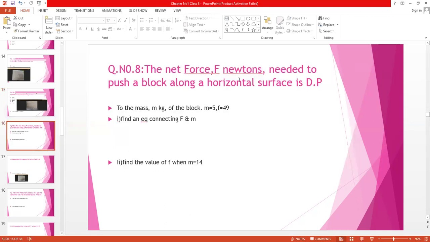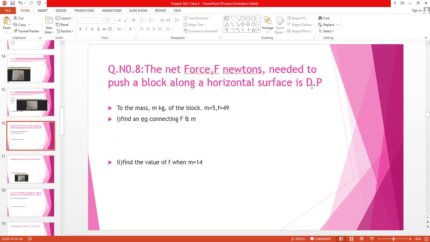Now comes question number 8. They are saying the net force F Newton needed to push a block along a horizontal surface is directly proportional to the mass in kilogram of the block. And the values are given and you have to connect the equation. First thing which is given is F. But which one is the first variable? F. And which one is the second variable? This M. This kilogram and this Newton are its units.